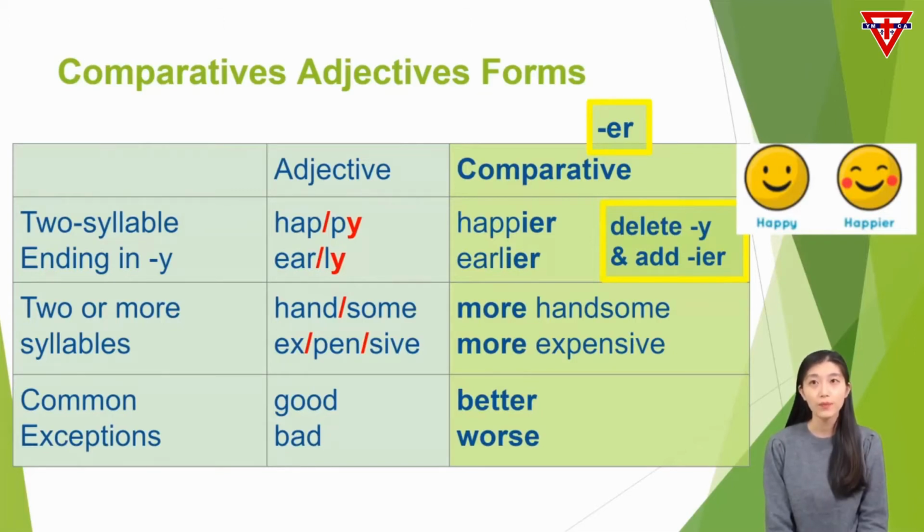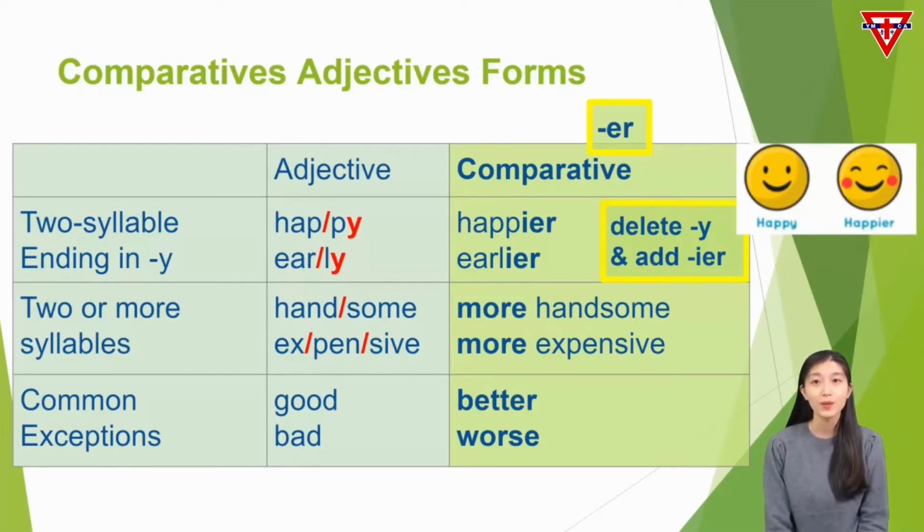In the second row, when an adjective usually has two or more syllables, we often do not add er or r to the end. Handsome has two syllables, right? Hand-some. So we do not say handsomer. We do not have it in English. So we add more beforehand. We say more is added before the adjective if it has two or more syllables. So handsome becomes more handsome.